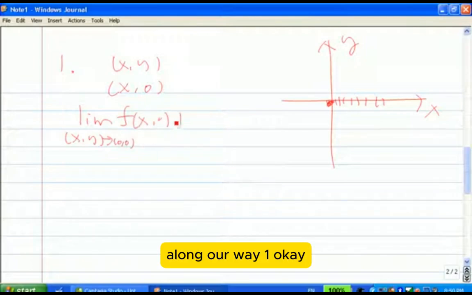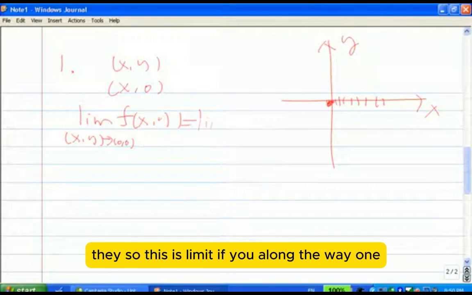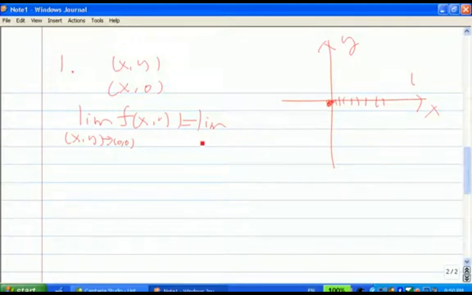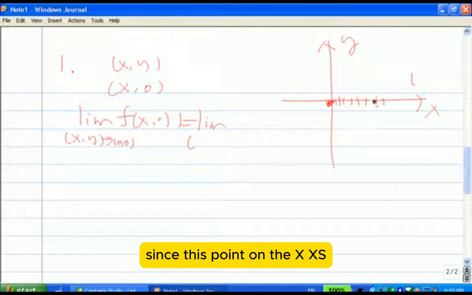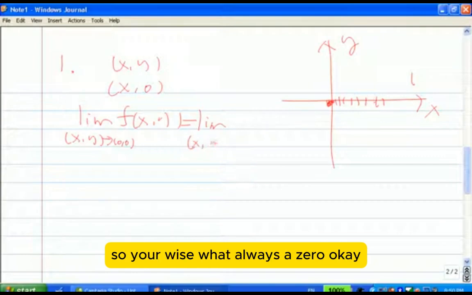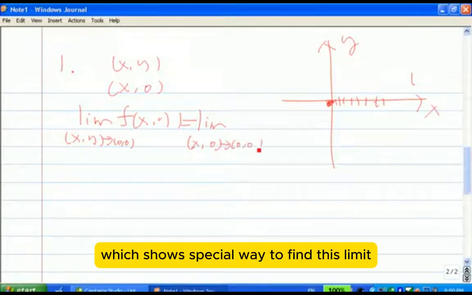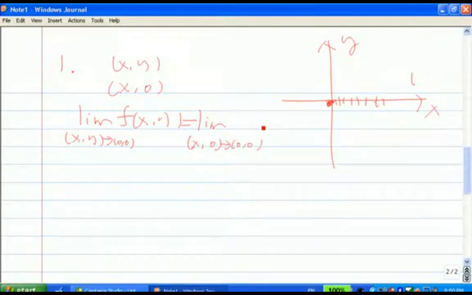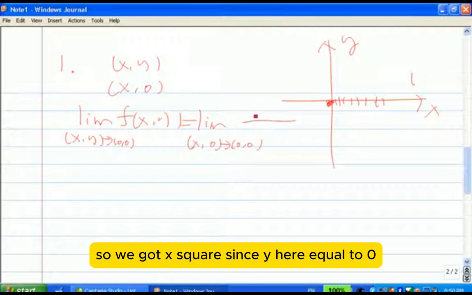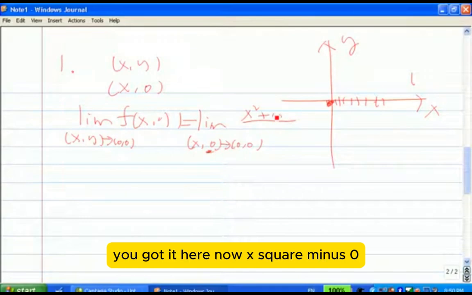So in this case, along our way 1, this limit, since the point is on the x-axis, your y is always 0. We chose a special way to find this limit. So we got x squared, and since y here equals 0, you get x squared minus 0.